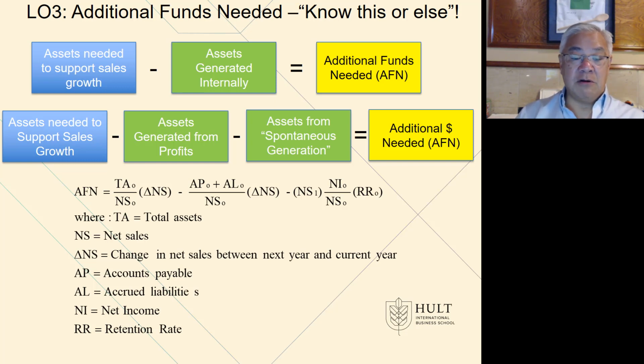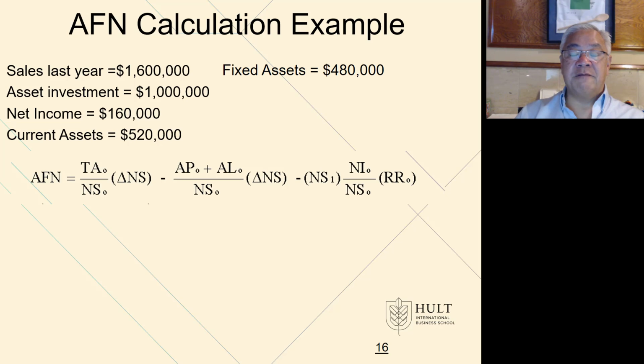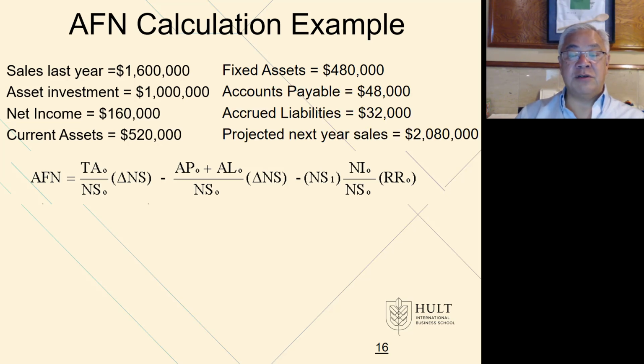So the formula below, if you take it slowly, should make sense, and it just relates logically to the colored boxes above. So as an example, if we had sales last year of $1.6 million, assets of $1 million, net income of $160,000, and current assets of $520,000, fixed of $480,000, AP of $48,000, accrued of $32,000, and projected next year sales of $2,080,000, right? That's all you need. You only need these 8 numbers in order to calculate the AFN.